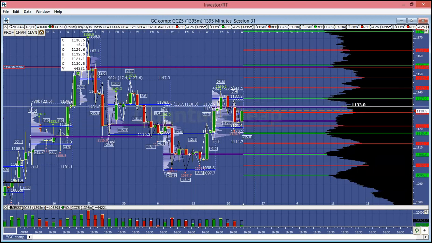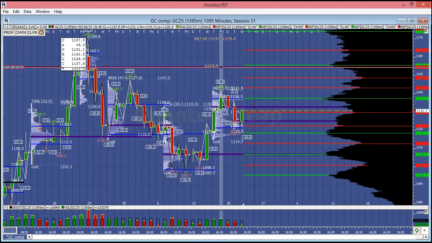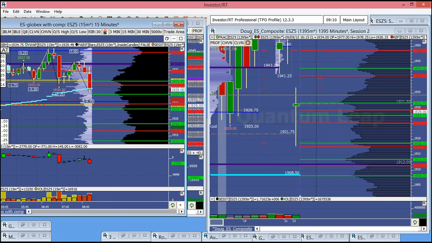Above it, if we hold above it, look for a rotation back up into the 33 with a move to test the CHVN and the microcomposite value area high up here at 37. And if we can get above that, a test of the range high and then move to this 43, 44 area. And anything above that, then I'm looking for that bigger move up still into the 54, 55 range. That's what I'm looking at.